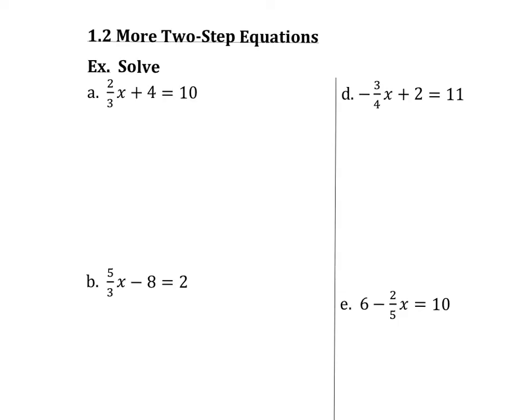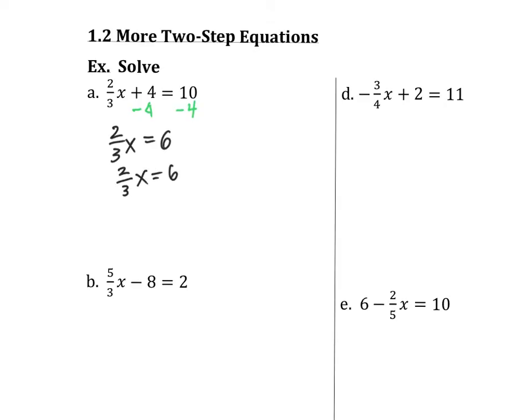I'm going to cancel the plus 4 first. Opposite of plus 4 is minus 4. Then I'm going to go ahead and bring down the 2/3 x. The 4's cancel, equals 10 minus 4, which is 6. I'm rewriting this step just because it's my notes and I want you to be able to see the different steps.